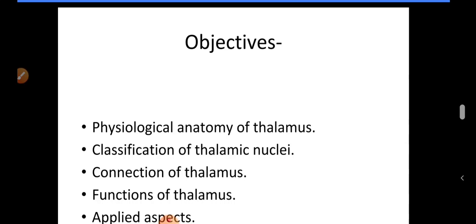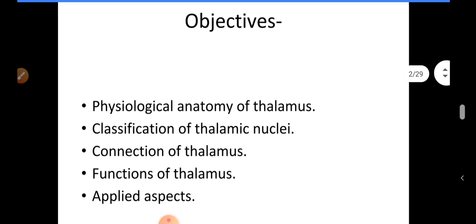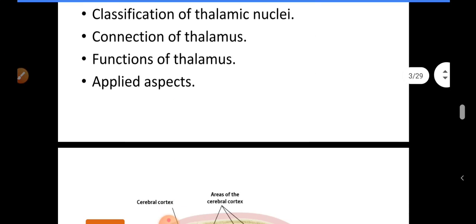The objectives of the thalamus: you must know the physiological anatomy of thalamus, classification of thalamic nuclei, connections of thalamus, afferents and efferents, and the functions of thalamus. Also we have to learn about applied aspects of thalamus.